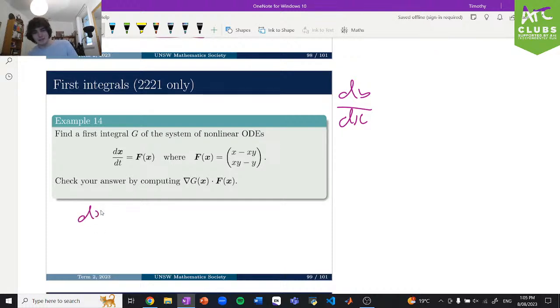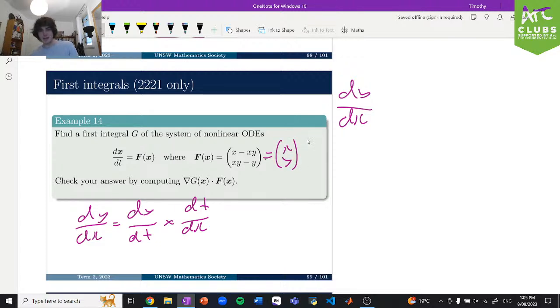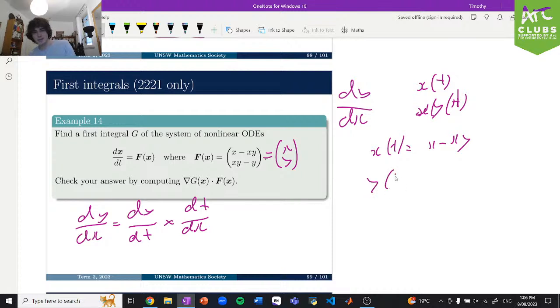Now, we can say that dy/dx is equal to dy/dt times dt/dx, which is really cool, because we can actually figure out what both of those two things are. Remember, f of x is made up of some x of t and some y of t. Basically, it tells us that dx/dt is equal to x minus xy, and dy/dt is equal to xy minus y.